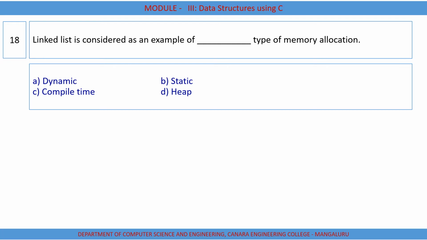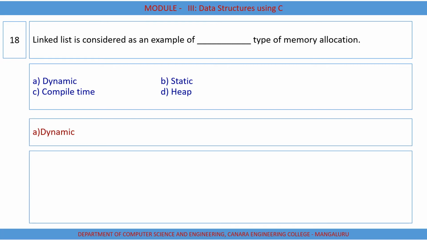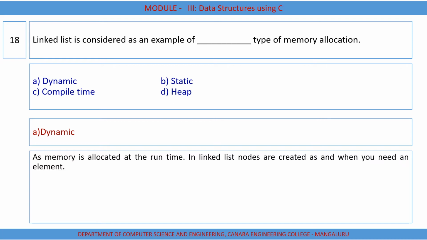Linked list is considered an example of that type of memory allocation. In case of a linked list, the elements are created as and when you need them. Therefore this is a dynamic type of memory allocation. Memory is allocated at runtime. In a linked list, nodes are created as and when you need an element.